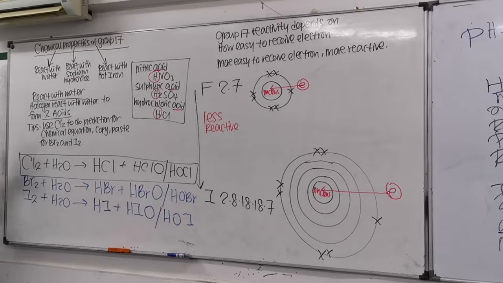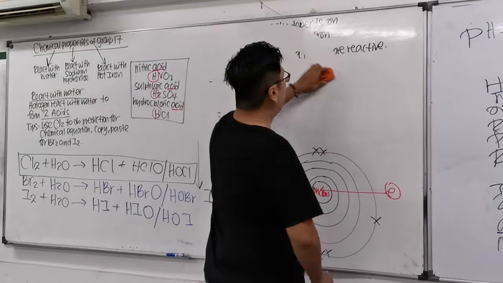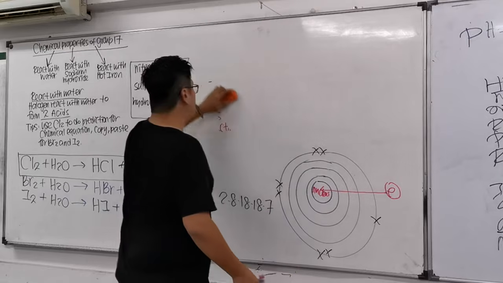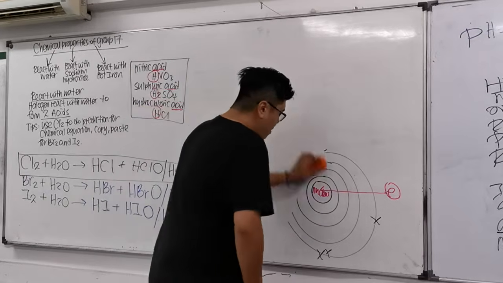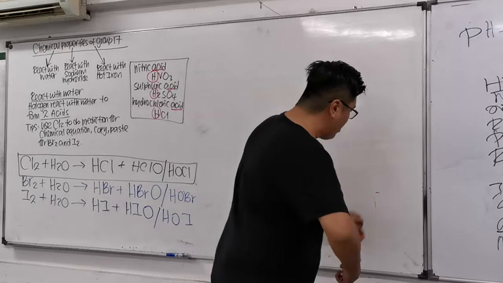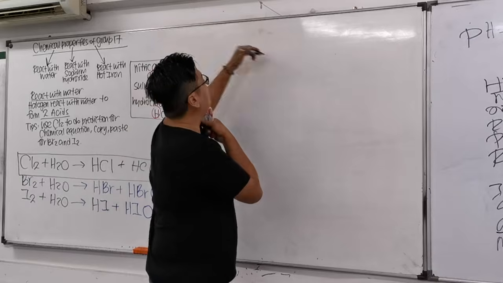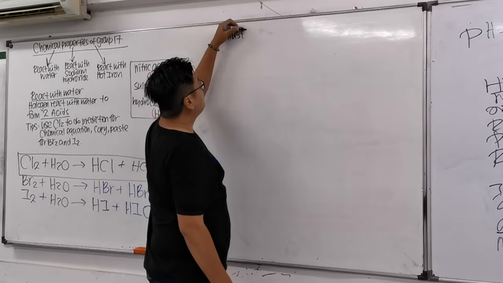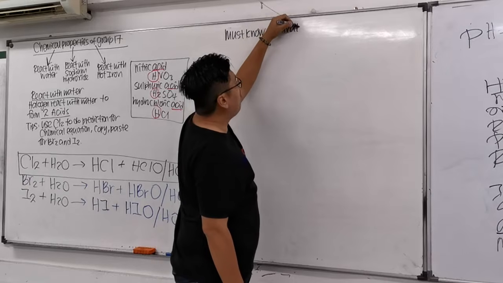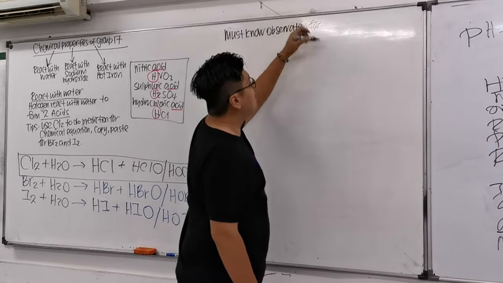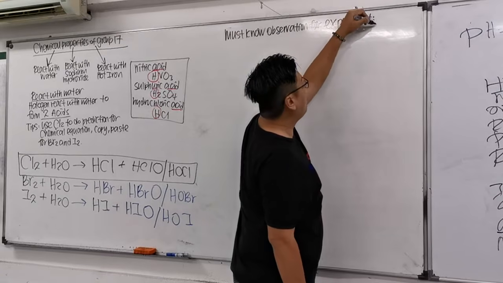Understand? Okay, now I will show you a simple experiment, how this question can be tested. Okay, what you need to know. We should know the experiment observation. So we all must know the observation for this experiment.